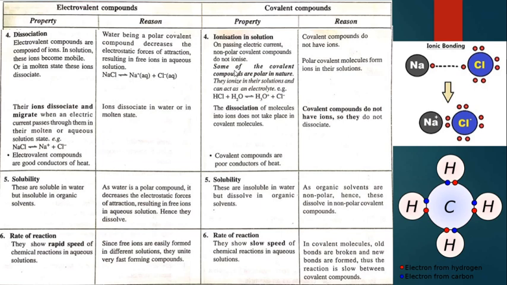What about ionization in covalent compounds? On passing electric current, non-polar covalent compounds do not ionize because covalent compounds do not have ions. We know they consist only of molecules, so they don't have ions. Hence, ionization is not possible on passing electric current through non-polar covalent compounds.